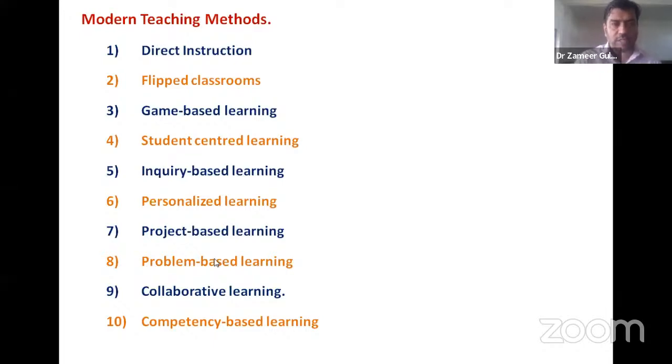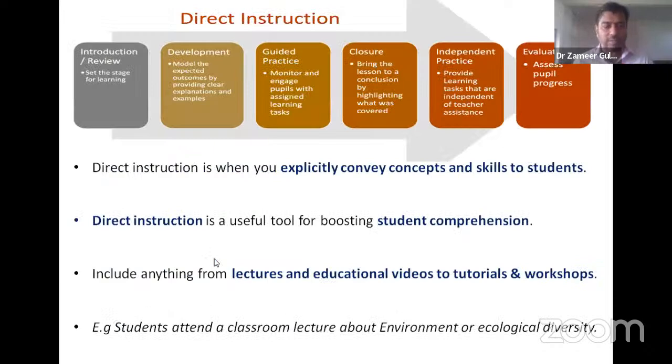If we go for the first one, that is direct instruction. We will see what the direct instruction method is. Normally, we do it in traditional classrooms also. We explicitly tell them what the concept is and what skill our students should have, so they gain more understanding of the concept. Those come under direct instruction.